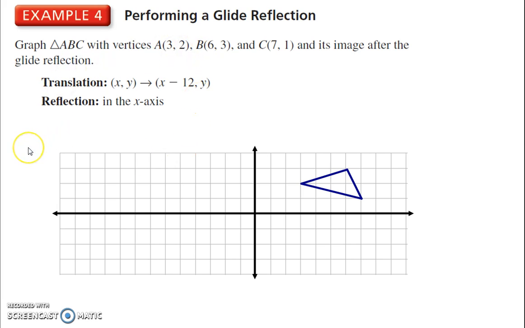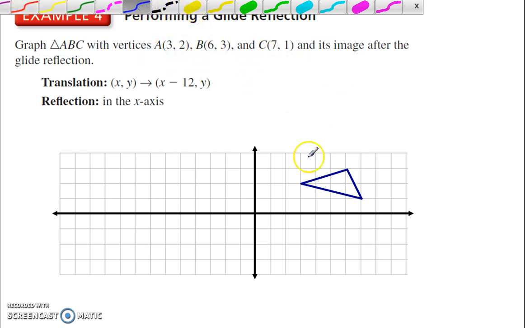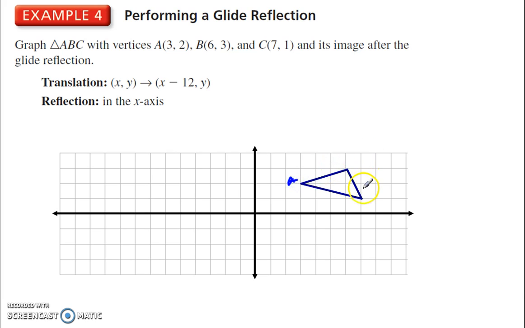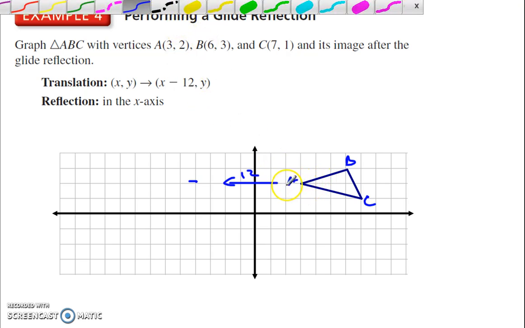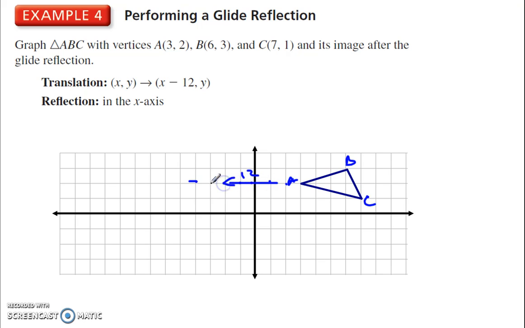Alright, let's look at doing one of those glide reflections. Here I've got triangle A, B, C. A is at 3 and 2, B is at 6 and 3, and C is at 7 and 1. It says use the translation x minus 12. So the only thing that we're changing is we're taking the x values and subtracting 12. The y values don't change. So this is just a translation 12 units in this direction. Right, minus 12. So I'm going to take this and I'm going to count 12. 1, 2, 3, 4, 5, 6, 7, 8, 9, 10, 11, 12.